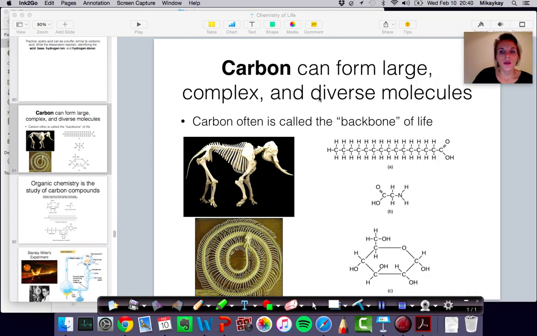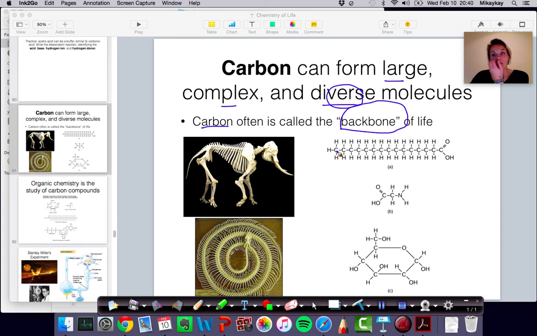Okay, so if we take a look at carbon, it can form these wonderful, large, complex, and diverse, or very different, types of molecules. So it doesn't just form one kind of molecule or a few kinds of molecules. It can make many, many different kinds. So compounds that have carbon in them tend to be very different. Oftentimes we talk about carbon as this backbone of life.